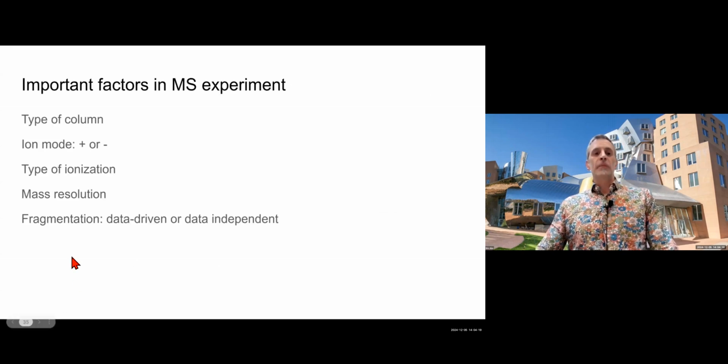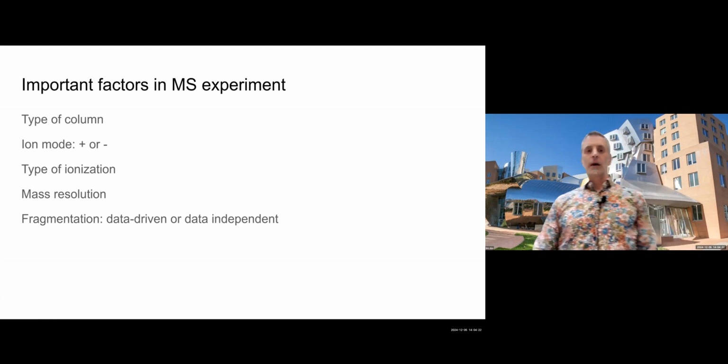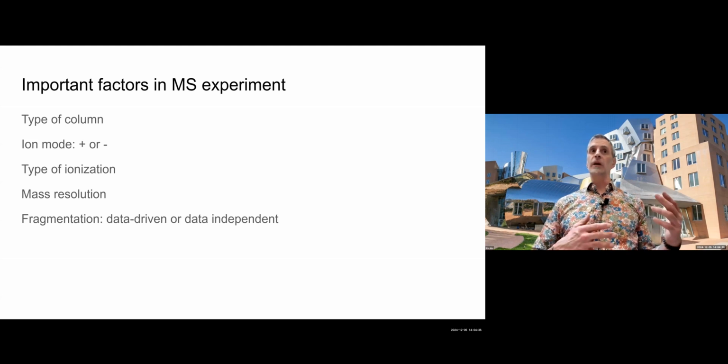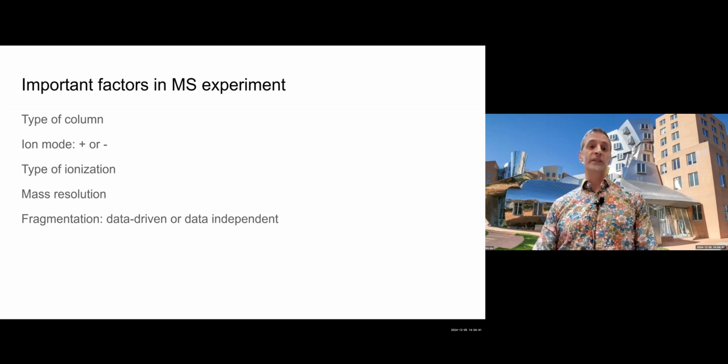Okay, so in any mass spec experiment, there's a number of factors that are important for comparing one to the other. First is the type of column. There are different columns, and we generally buy them from the same vendor. So if you really want to compare your results to data that you've generated in the past, we'd go back to the same vendor and buy the same type of column. In general, I said we could collect two different types of data: either the positive ions or the negative ions.